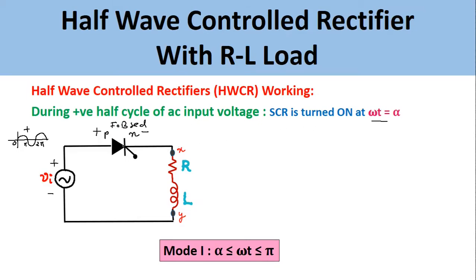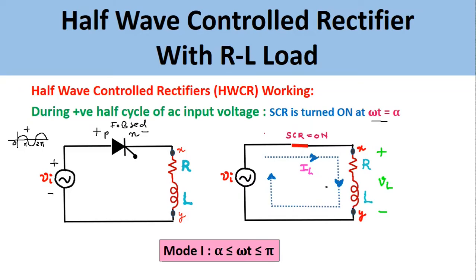So as soon as the SCR gets turned on, it will act as a short circuit as shown in the figure. The current starts flowing into the circuit, which is represented by IL, and the direction of this load current will be clockwise. Now, as soon as the current starts flowing, the load voltage VL, which is across this resistor and inductor combination, is equal to the input voltage VI. So whatever the input signal is, it will come across the output as load voltage.